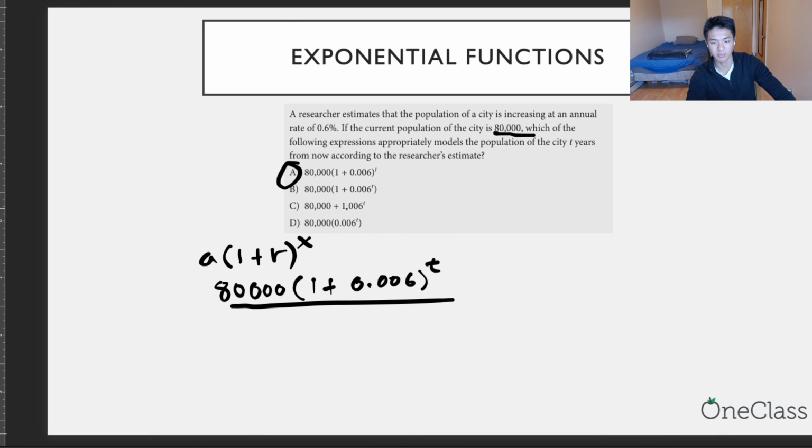We have 80,000 plus 1.006 to the power of t, where it looks like we've multiplied out the parentheses, the terms almost, but again, we know that we can't do that because t needs to remain as a multiplied exponent. The 80,000 has to be multiplied by 1.006 to the power of t, not added. And finally, 80,000 times 0.006 to the power of t with no 1, and again, that's going to be completely wrong as well.